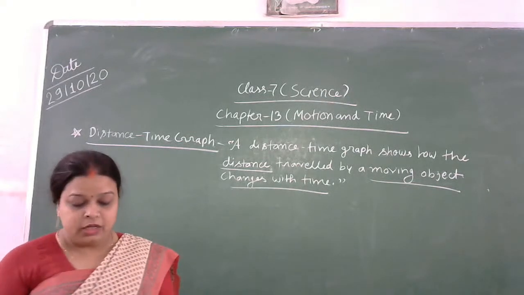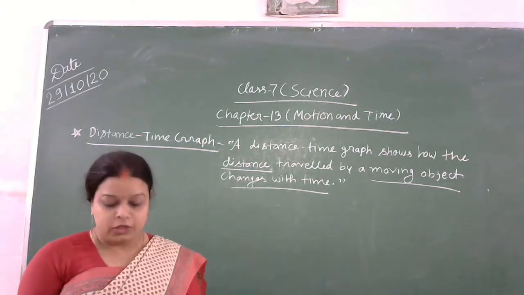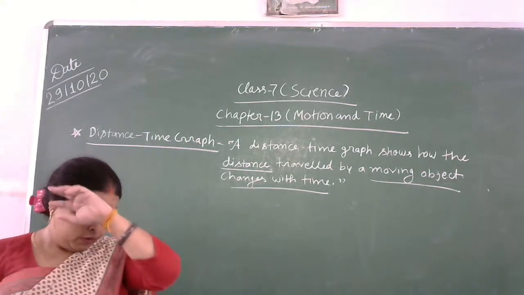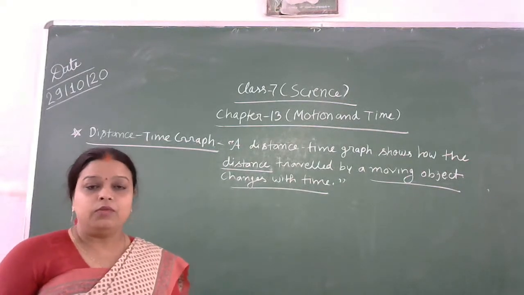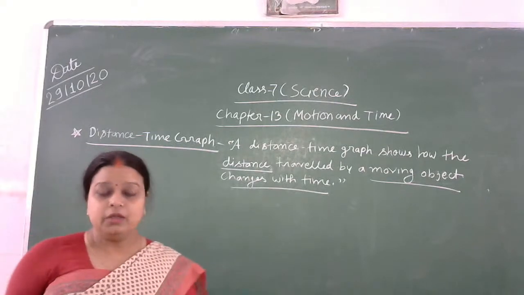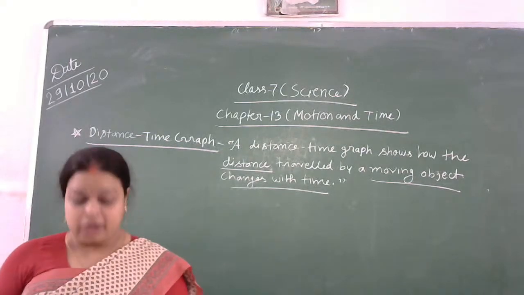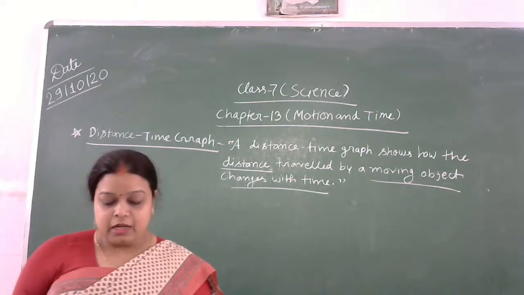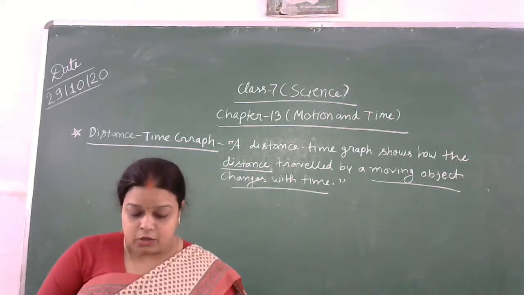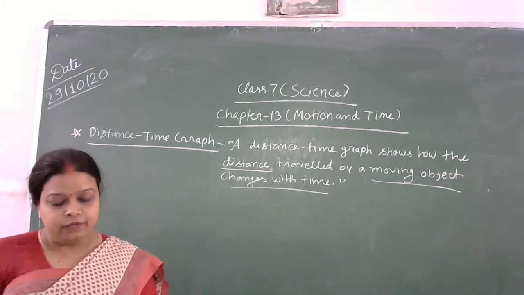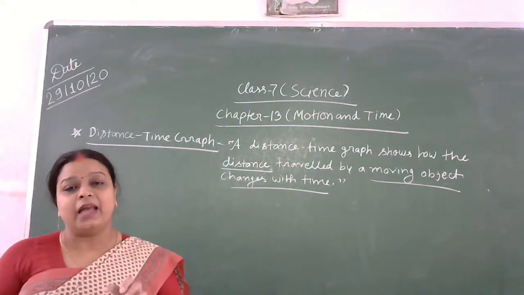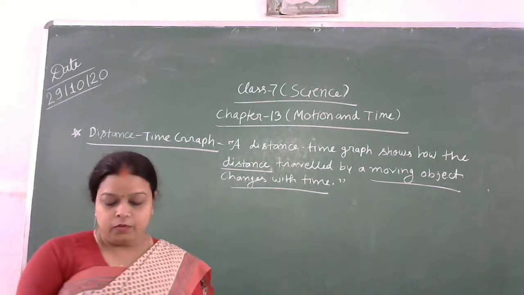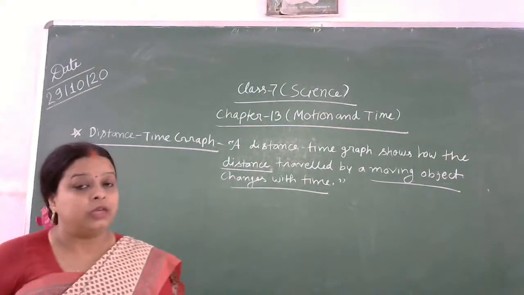We know that graphs are generally plotted on graph paper. We don't have graph paper here, but we make some graphs. Let us now learn to make a distance time graph. A distance time graph is also known as a line graph for the given data.